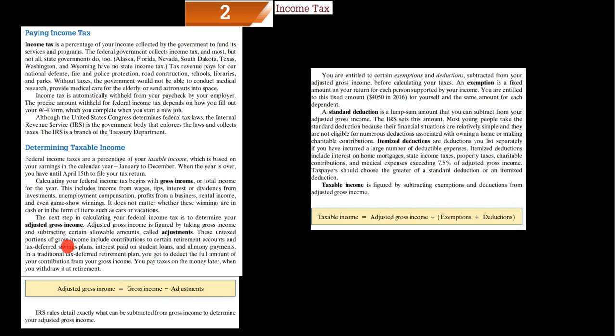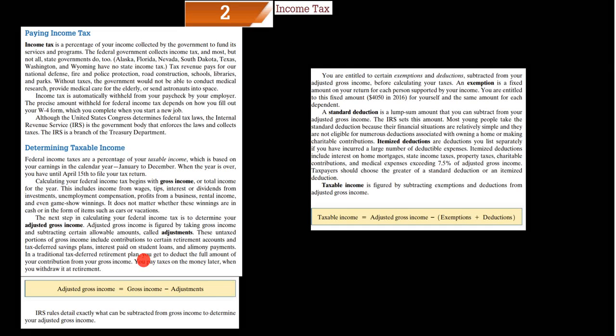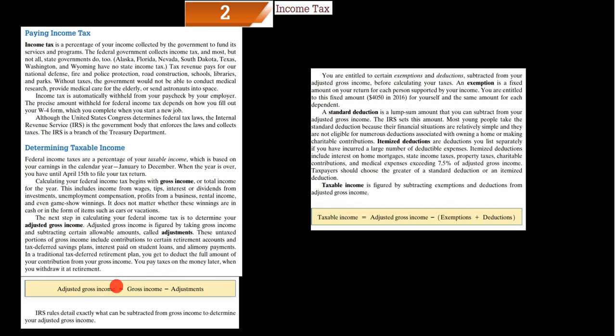These untaxed portions of gross income include contributions to certain retirement accounts and tax-deferred savings plans, interest paid on student loans, and alimony payments. In a traditional tax-deferred retirement plan, you get to deduct the full amount of your contribution from your gross income. You pay taxes on the money later when you withdraw it at retirement.